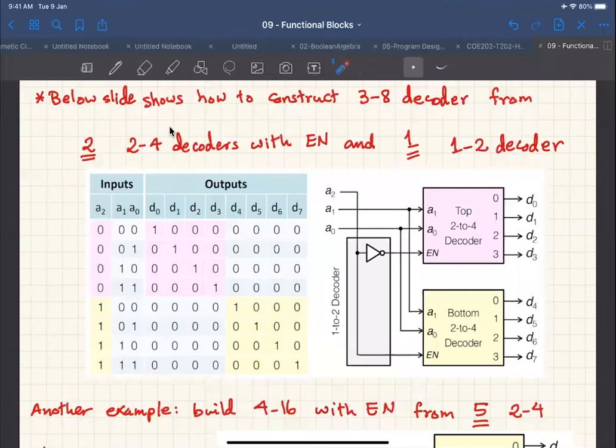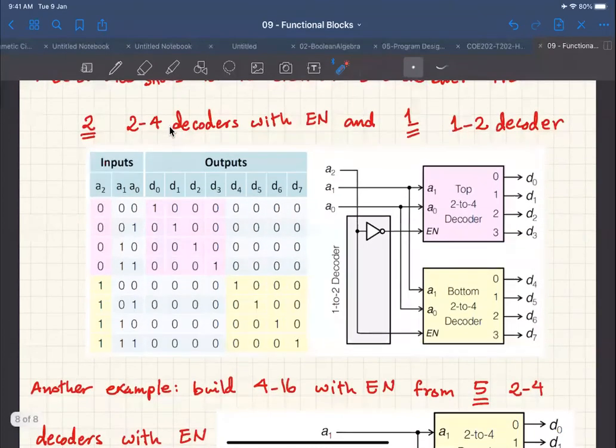So this is the function table, or the truth table. You can see that A2 controls which 2 to 4 decoder is going to be selected or enabled. Is it the pink one when A2 is 0? So the pink one will work, and the other one will be all zeros. And if A2 is 1, then the yellow one will be enabled, and the pink one will be all zeros. Okay, you get that, Doctor?